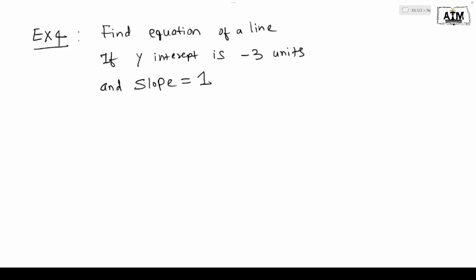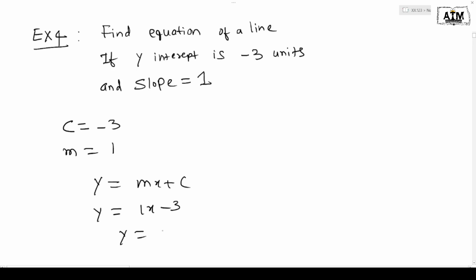Example 4, find the equation of a line if the y-intercept is minus 3 units and the slope equals 1. Here c equals minus 3 and m equals 1. The formula is y equals mx plus c. Therefore y equals 1x minus 3, so y equals x minus 3. In this example, the y-intercept is minus 3, that is negative. So for both positive and negative y-intercepts, we can use slope-intercept form.